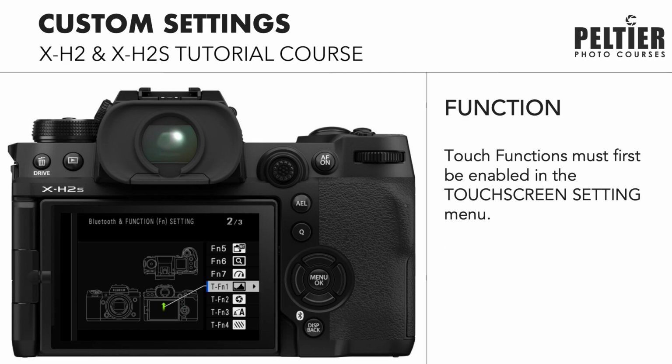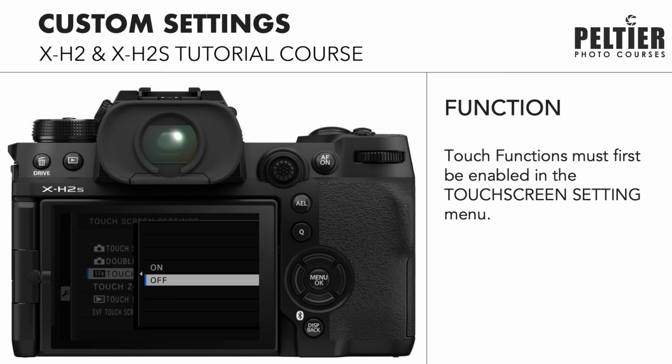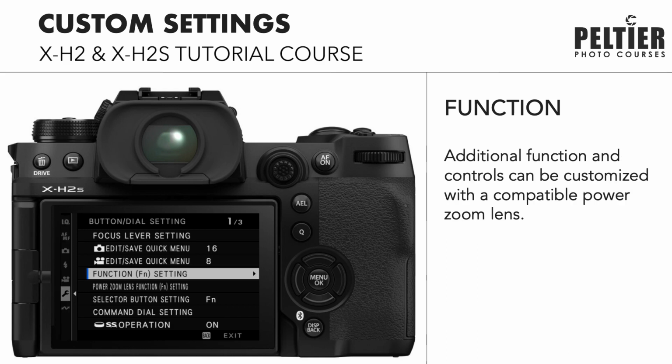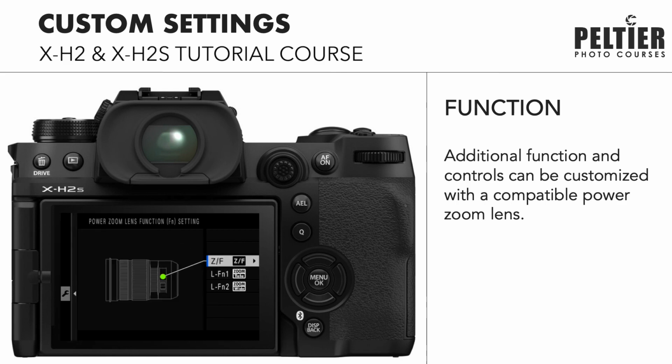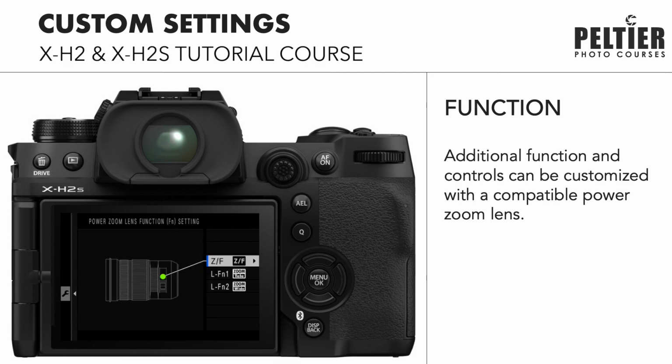If you choose to use the touchscreen functions, that will give you 4 extra controls to use by swiping on the touchscreen up, down, left, or right. To use these controls, make sure you have the touch function option enabled in the touchscreen setting in the button dial setting menu. And finally, if you have a compatible power zoom lens, the next menu option in the button setup menu will let you program the buttons on that zoom lens to give you a couple extra customizable controls.